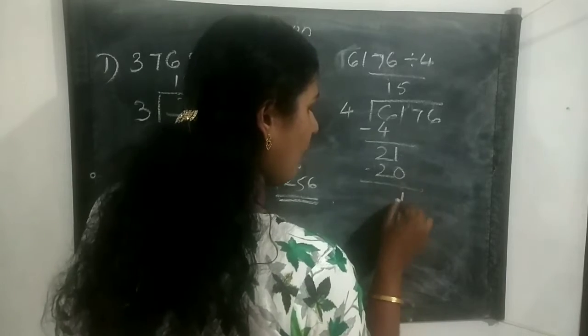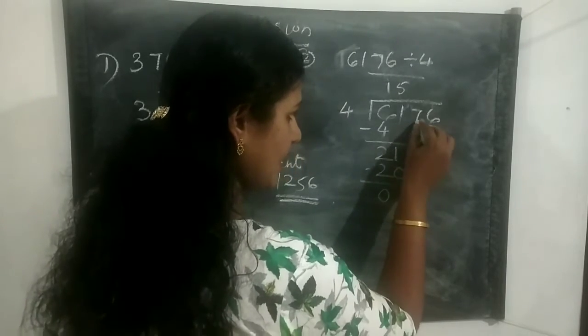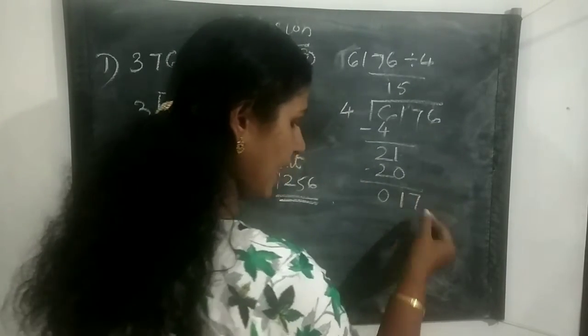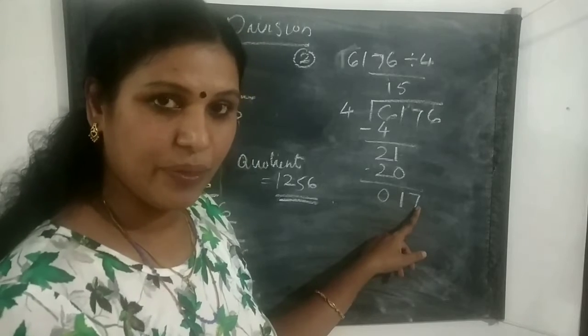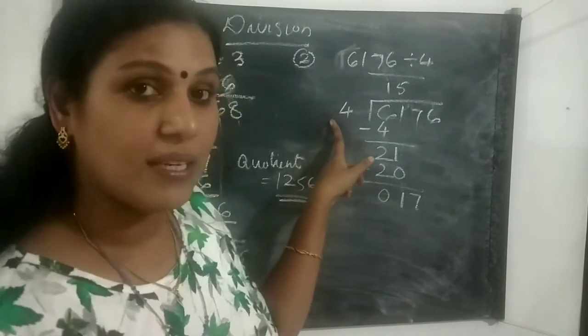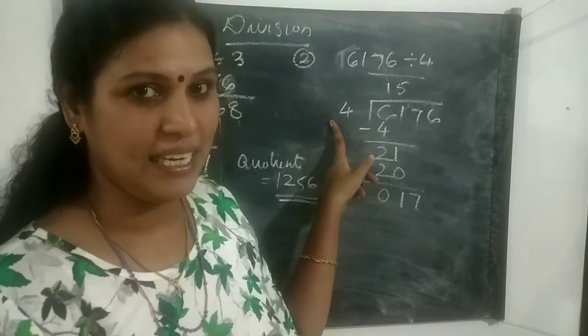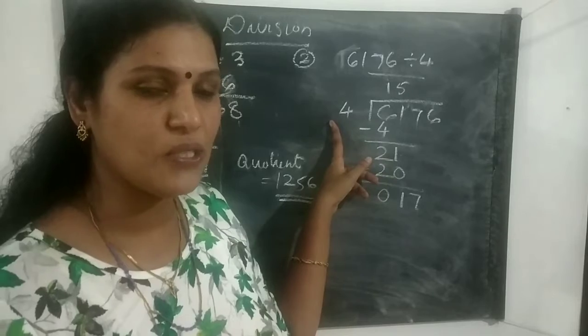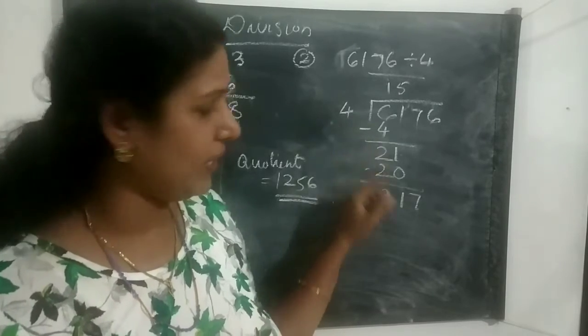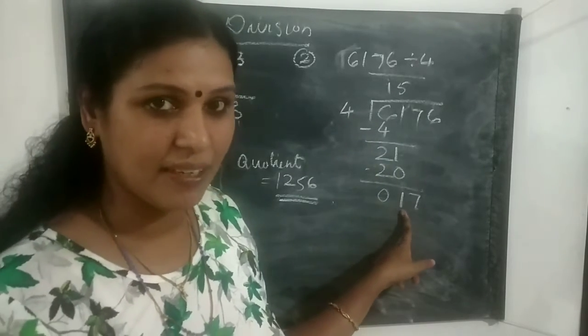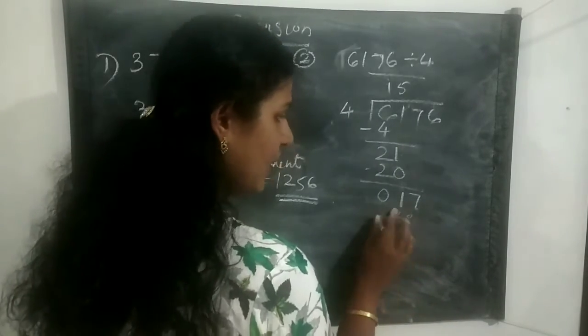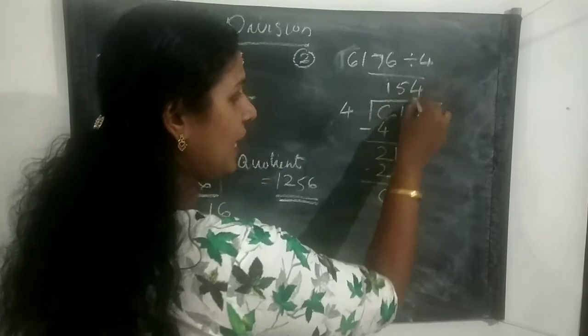1 minus 0, 1. 2 minus 2, 0. The next step is 37. Here we write as 17. Okay, 4 4s are 16. Okay, 4 5s are 20. So we can't take that 4 5s are 20 here because it is 17. We can't subtract this 20. So we say 4 4s are this.